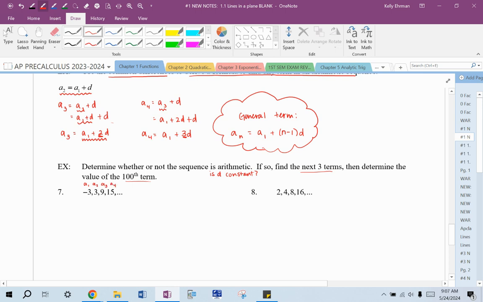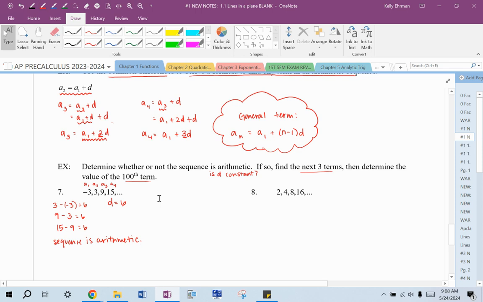So we have the first 4 terms right here. Let's just subtract consecutive terms to see if we get a common difference. So 3 minus negative 3 is 6. 9 minus 3 is 6. 15 minus 9 is 6. So yes, it looks like we have a common difference, and D is 6. So I would say that this sequence is arithmetic.